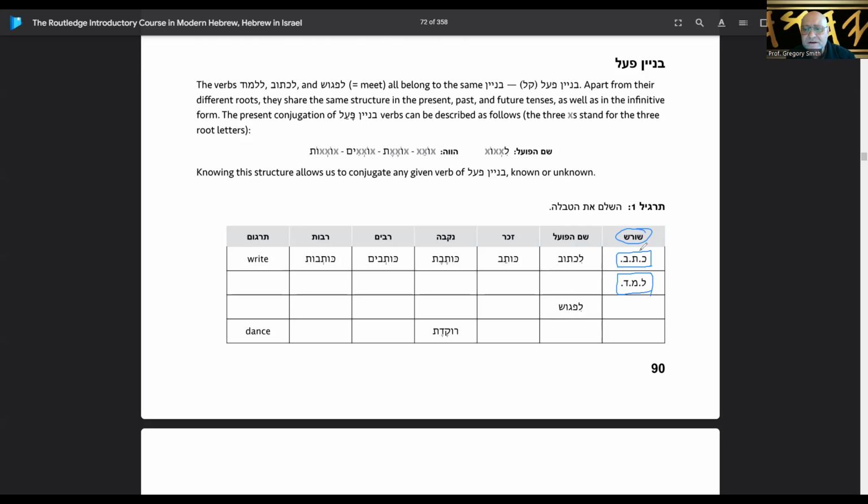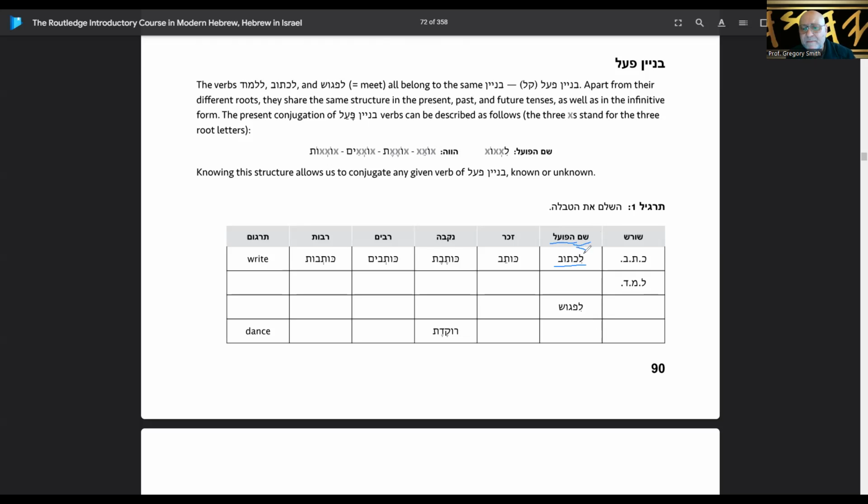Okay, so let's take a look here. Up here we have the Shem Hapuel, which would be like the name of the verb. I think it might be an infinitive, liktov, and so that's to write. Shem Hapuel. Yeah, the name of the verb. שם הפועל. Okay, so the name of the verb.